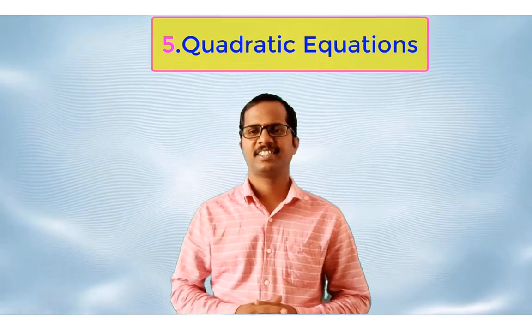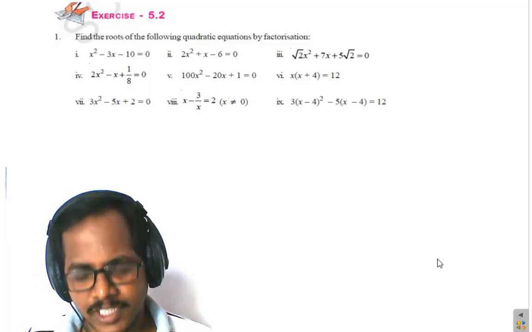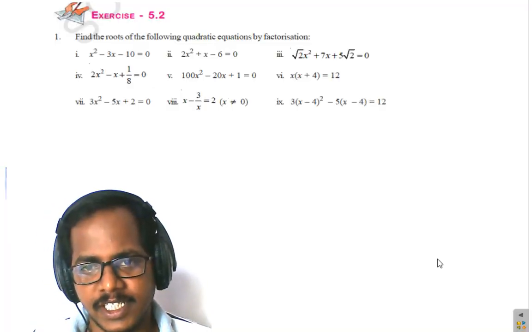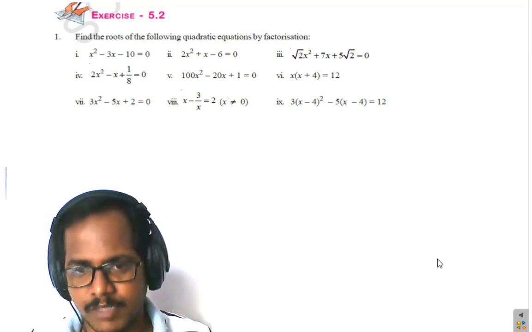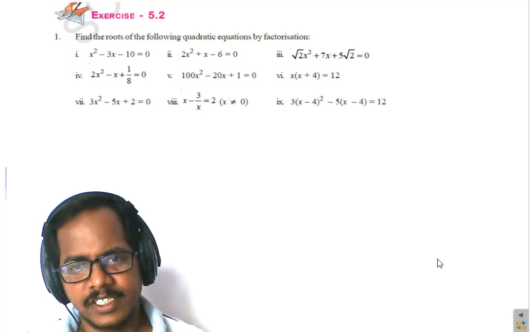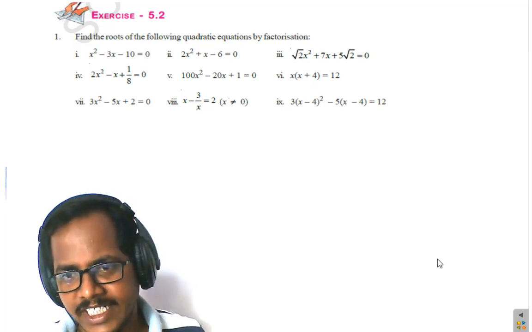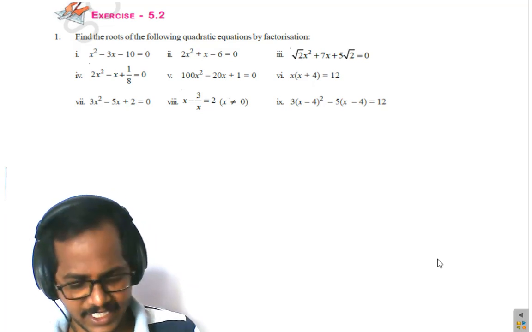This is Bhaskar Bora. We are discussing the 5th chapter, quadratic equations, from 10th class mathematics. Today in this video we are going to discuss some of the problems from exercise 5.2. Let us see the first question in exercise 5.2. It is given as: find the roots of the following quadratic equations by factorization.